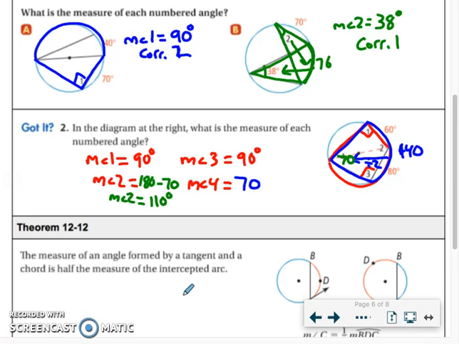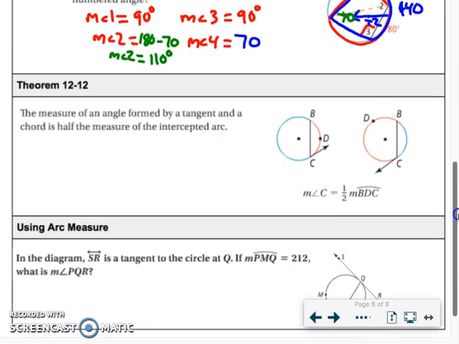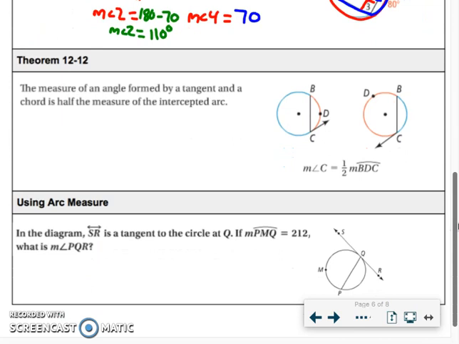Okay, last part of the notes here is sometimes it doesn't look quite the same. You don't have an inscribed angle, but you have something close to it. And that would be when you have a chord and a tangent running into each other. So again, a chord and a tangent. What happens when you have a chord and a tangent run into each other?